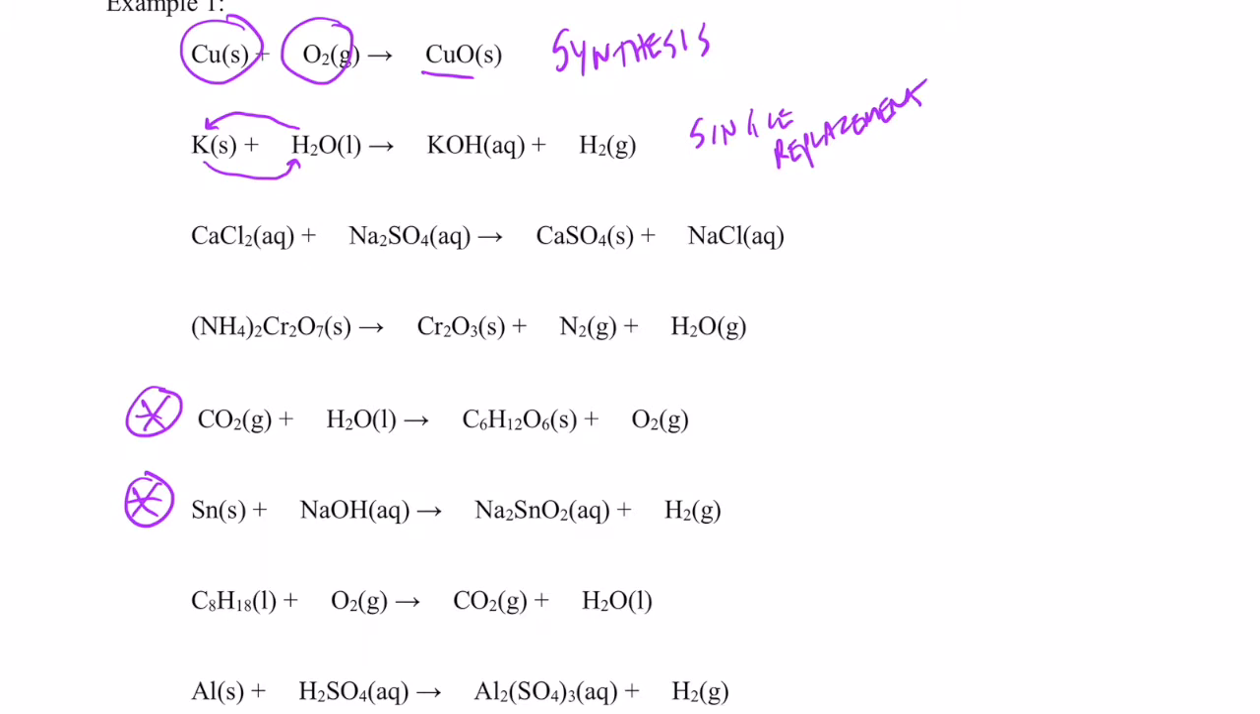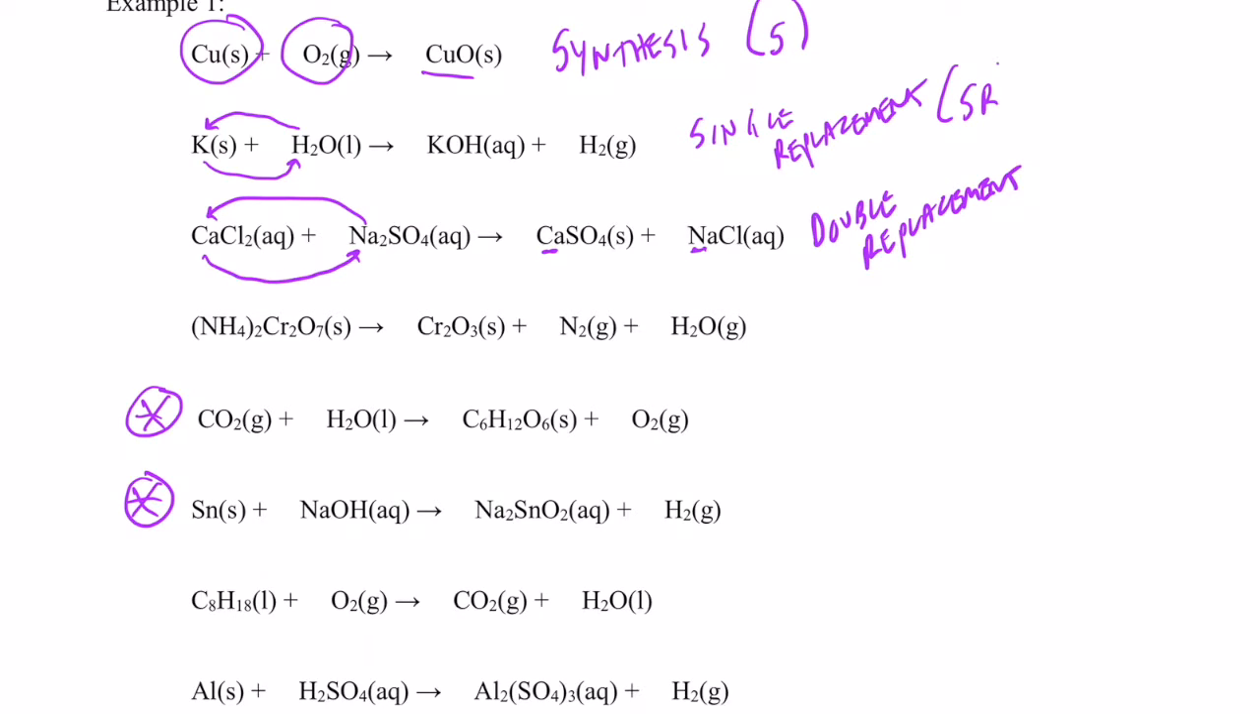Alrighty, how about the next one? Well, we start with 2 compounds. Looks like calcium takes the place of sodium, and that sodium then takes the place of calcium, doesn't it? Yeah, that's called double replacement. So for synthesis, I think I'm going to abbreviate that with an S. For single replacement, we'll abbreviate that with SR. And for double replacement on these, we'll abbreviate it with DR.